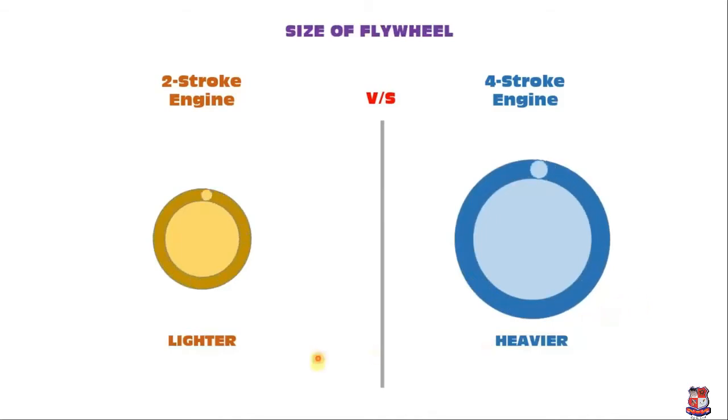Then size of flywheel. Okay, as we have discussed that flywheel smooths the fluctuation in cycle of engine. Now as we have seen that in 2-stroke engine, power is generated in each revolution, and in 4-stroke engine, power is generated in alternate revolutions. So fluctuation of power will be more in case of 4-stroke engine, and to absorb that fluctuation we require heavier flywheel as compared to 2-stroke engine. So in 2-stroke engine, lighter flywheel will be used, and in 4-stroke engine, heavier flywheel will be used.